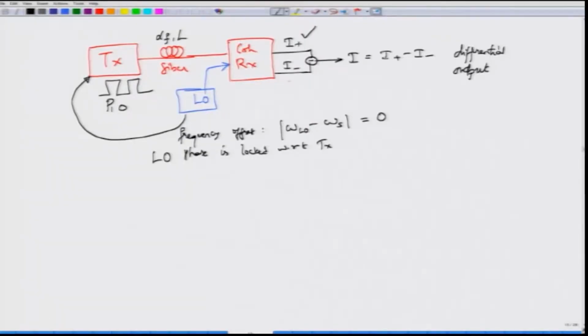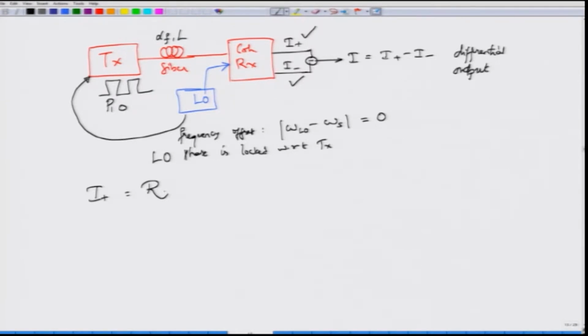So, in order to do that, first we need to recall the expressions for I plus and I minus, and let us do that by remembering that I plus is the output of the photodetector. Therefore, there is a responsivity factor R multiplied by whatever power is input on that. And what power is input on that?